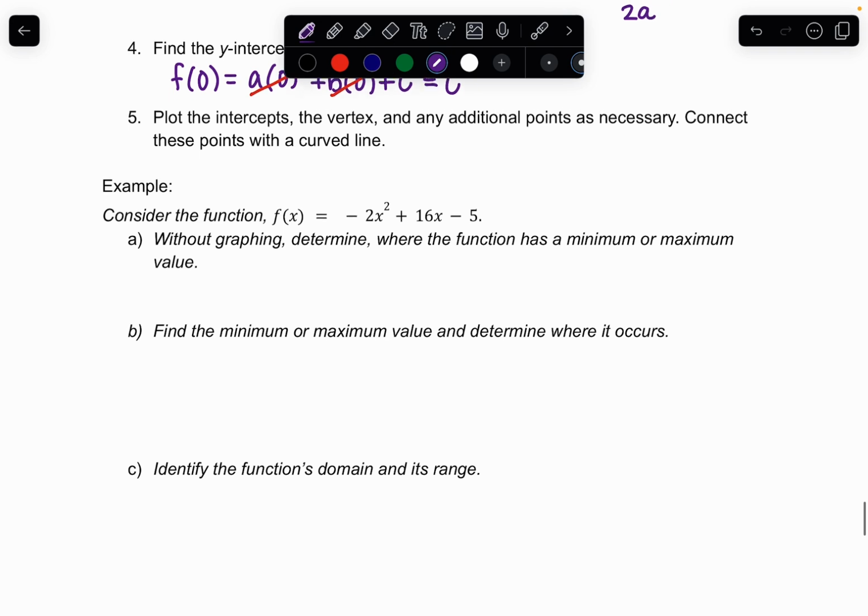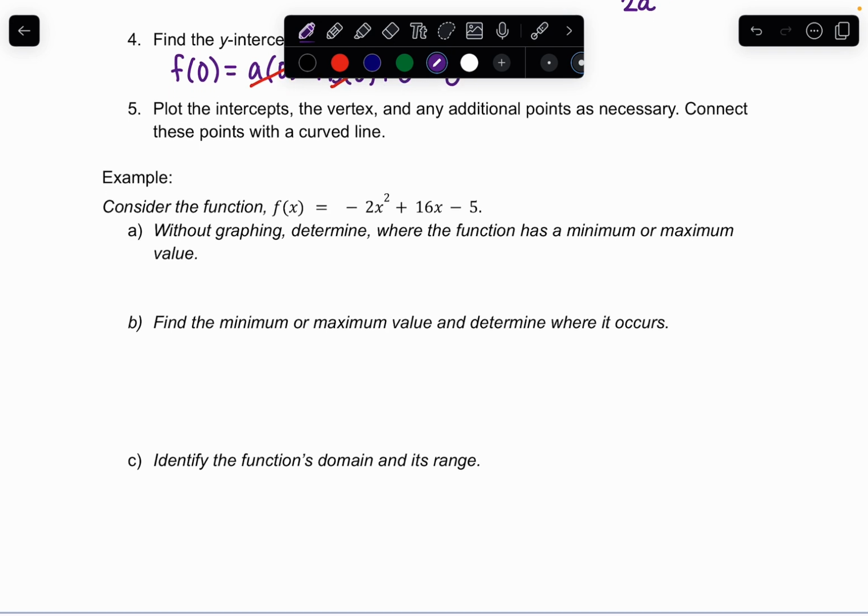So this first one, consider the function negative 2x squared plus 16x minus 5. Without graphing, determine whether the function has a minimum or maximum value. So what is our value for a? A equals negative 2. We know that that means that our graph is facing down, which means we have a topmost point, which means we have a maximum. Find that minimum or maximum value and determine where it occurs.